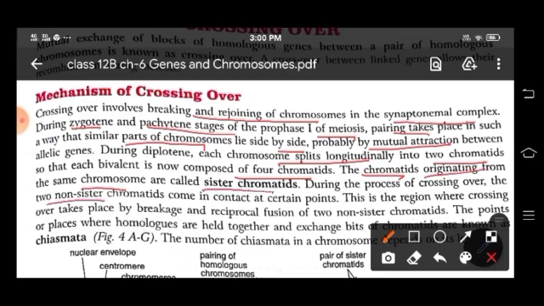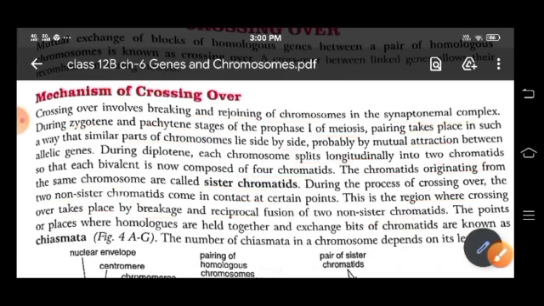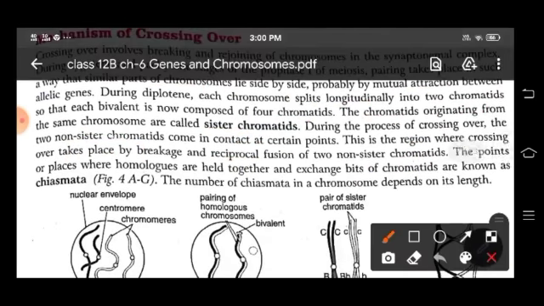The two non-sister chromatids, during this process, come in contact at certain points, and that is where crossing over takes place, by breakage and reciprocal fusion of two non-sister chromatids. The points where homologous chromosomes are held together and exchange bits of chromatids are known as chiasmata. And the number of chiasmata in a chromosome depends on its length.